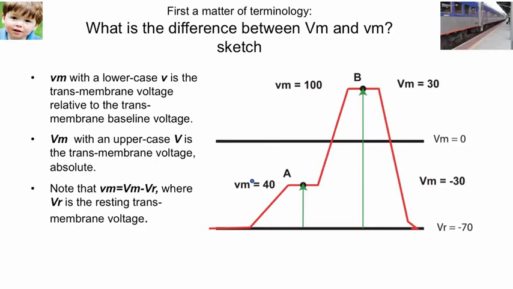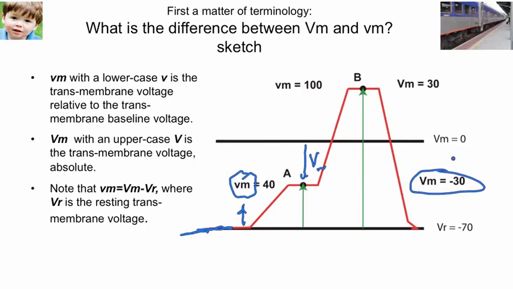Vm with a lowercase, this Vm is measured against the baseline of the recording. So here, this much is Vm. At point A, Vm is equal to 40. On the other hand, capital Vm is measured with respect to a voltage of 0. So at point A, this much would be capital Vm. At point A, lowercase Vm, the voltage off the baseline, is plus 40, while capital Vm, the voltage referenced to 0, is minus 30.